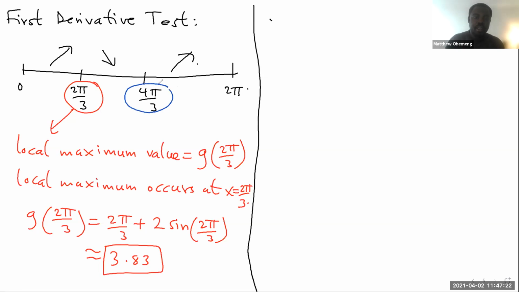At 4 pi on 3, this is the behavior of the function. It's decreasing to the left of 4 pi on 3, and it increases after 4 pi on 3. So it's like this. What do you think is occurring at that point? Is there a local minimum or maximum? Would that be a minimum? Yes, there's a local minimum here.